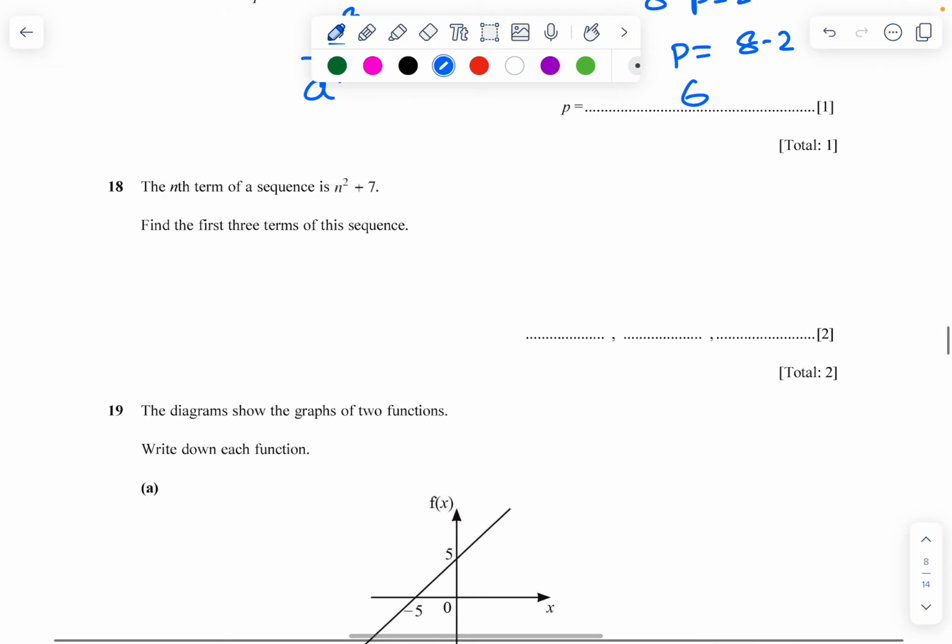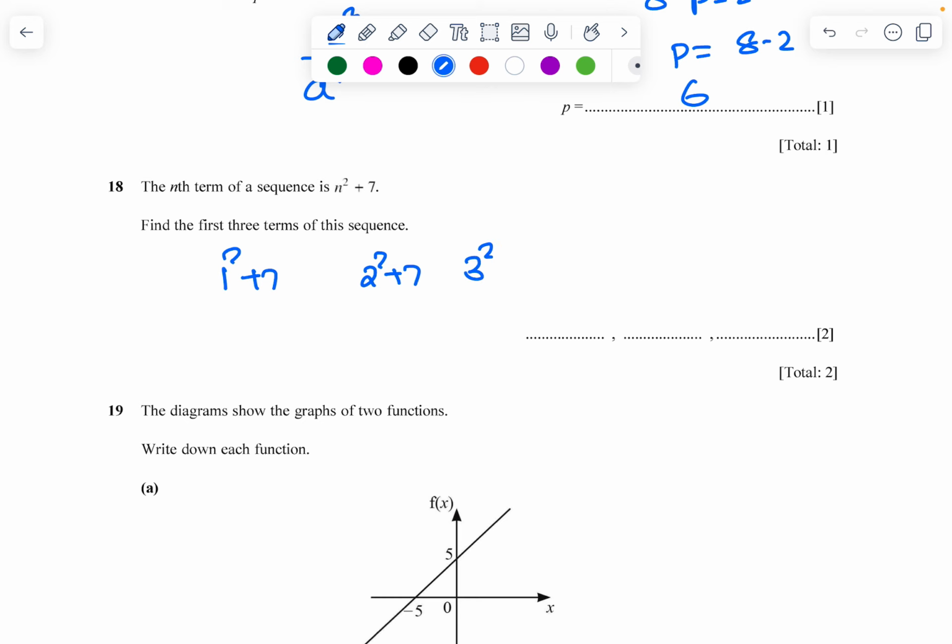Question number 18. Find the nth term of the sequence is given. Find the first three terms. N equals to 1, 1 squared plus 7. 2 square plus 7, 3 square plus 7, which is 8, 11, and 16.